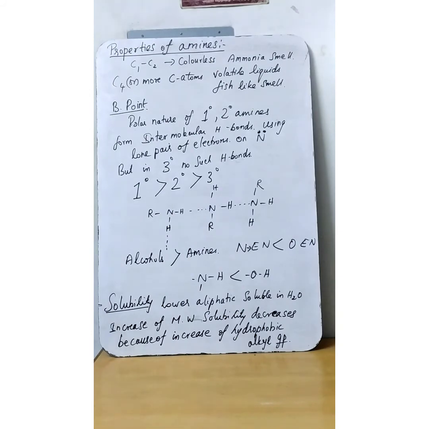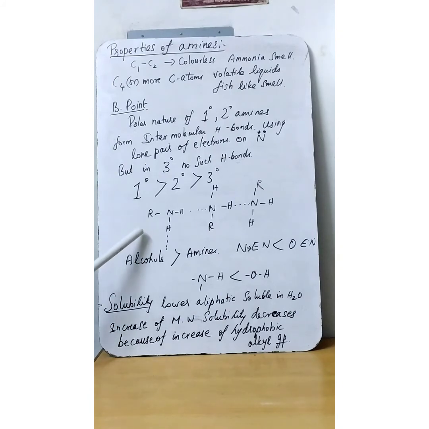What is meant by an intermolecular hydrogen bond? When a hydrogen bond occurs between two molecules or more than two molecules, which may be the same or different, that is called an intermolecular hydrogen bond.